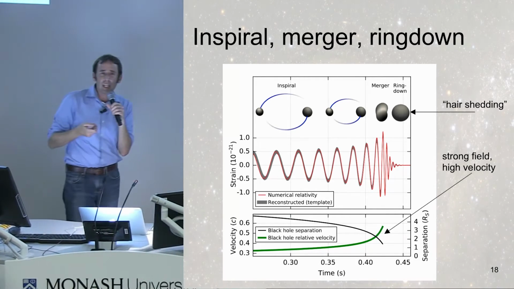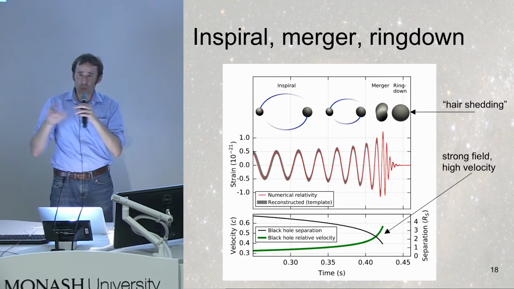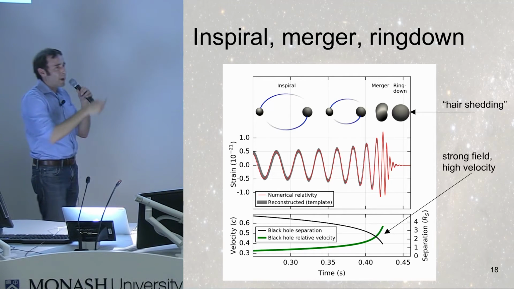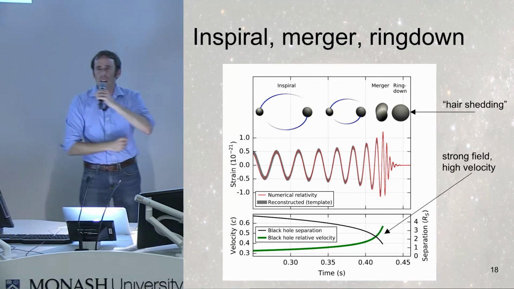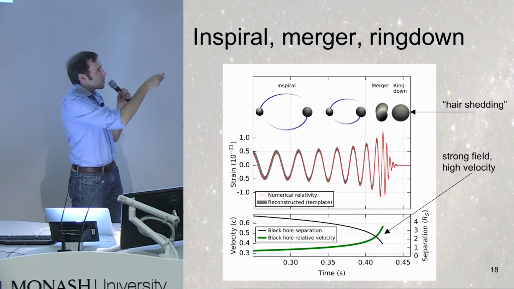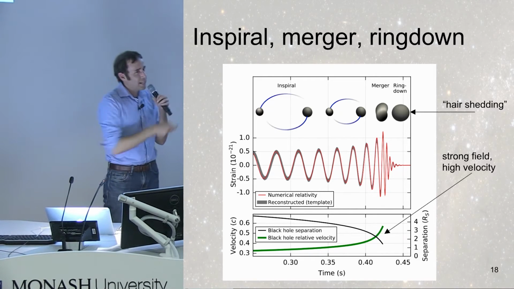So there are 3 stages of any binary coalescence, is our fancy term, when 2 black holes smash together. First, they undergo a phase of in-spiral where they slowly get closer and closer together. Then they merge and they form a single black hole. And finally, they ring down.